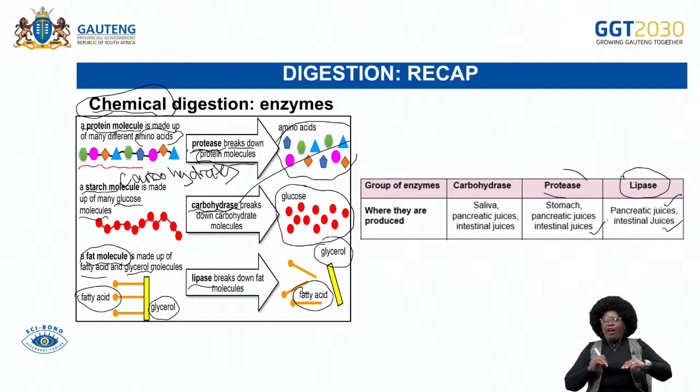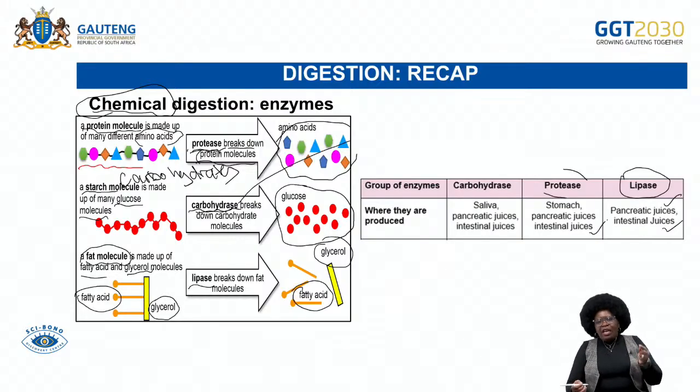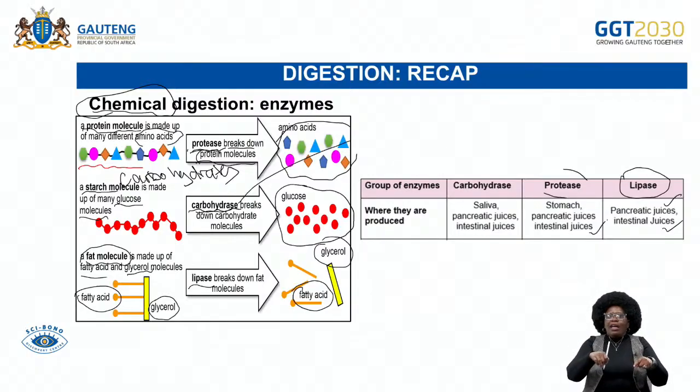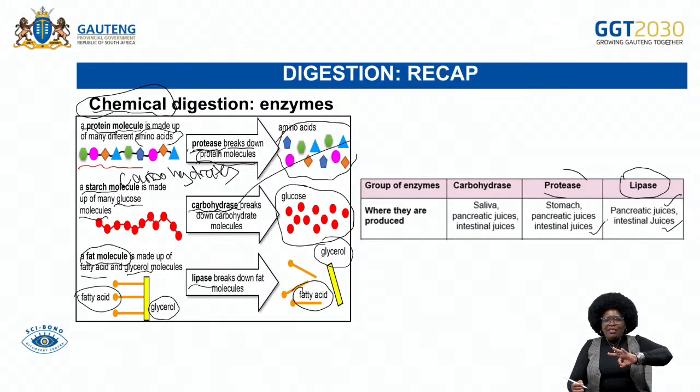Should you be faced with a question of where we get carbohydrases or proteases or lipase, close your eyes, forget about the saliva and stomach, unless the question is specifically asking you to address it. Pancreatic juices contain all 3 enzymes, and also intestinal juices contain the 3 enzymes. We are good. Once you know this, mechanical digestion, chemical digestion, there's no reason for you to go wrong. You are good to go.